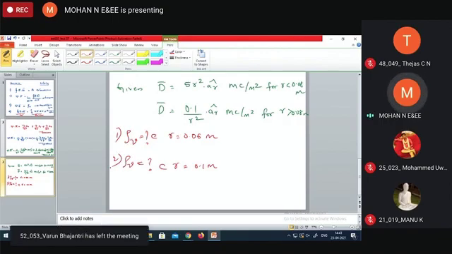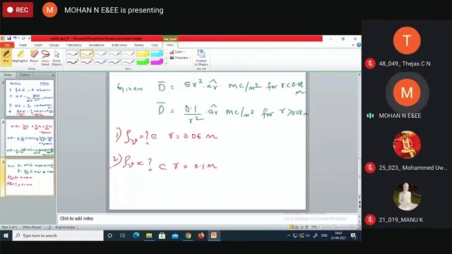So what have you been given? You are given the D vector, and you are supposed to find the charge density at two different points, that is r equal to 0.06 meters and r equal to 0.1 meters. The coordinates are assumed to be spherical coordinates. That is why r is given, and a r is also given.